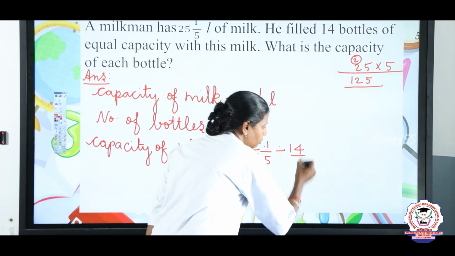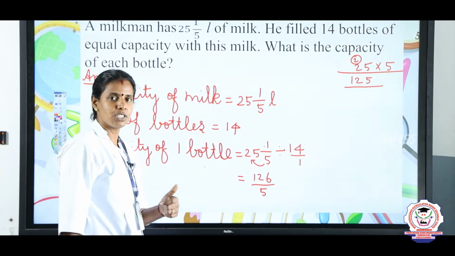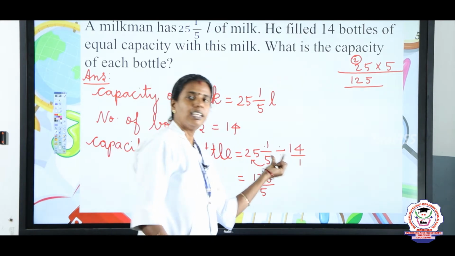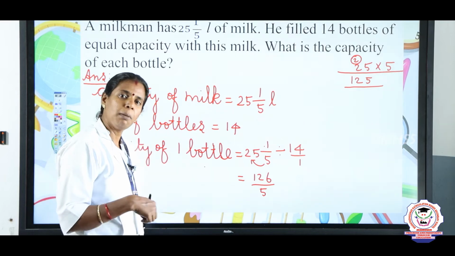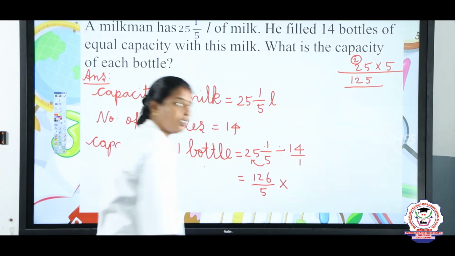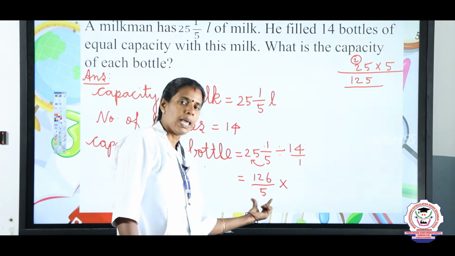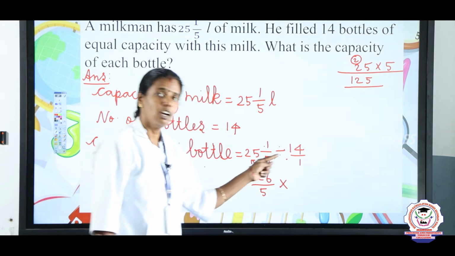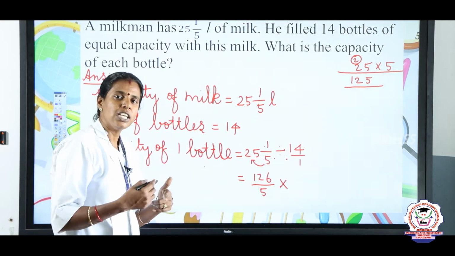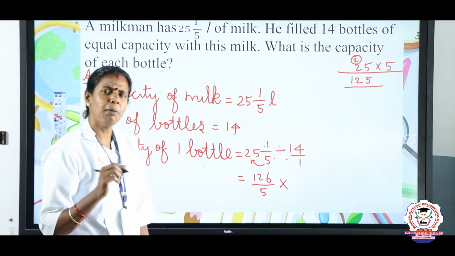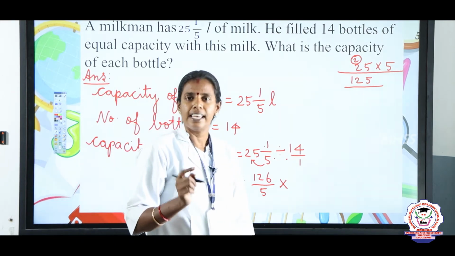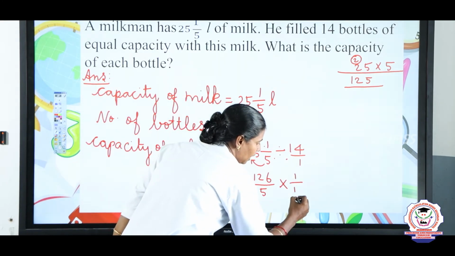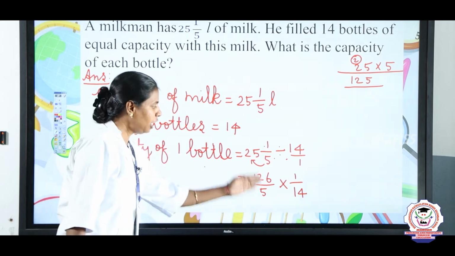Here 14 is a whole number. Already we know that whole numbers we can consider as a fraction by taking the denominator as 1. So, what will happen? The divide symbol will be replaced as multiply. The first fraction will be the same, divide will be replaced as multiply, and the second fraction, which is 14 by 1, will be changed into the multiplicative inverse. What is the other name for the multiplicative inverse, children? Yes, it is reciprocal. Very good. So, 14 by 1 we can write as 1 by 14. Now, we need to solve this.